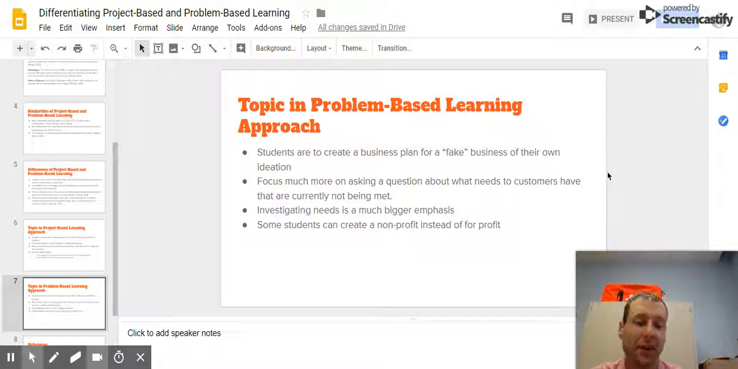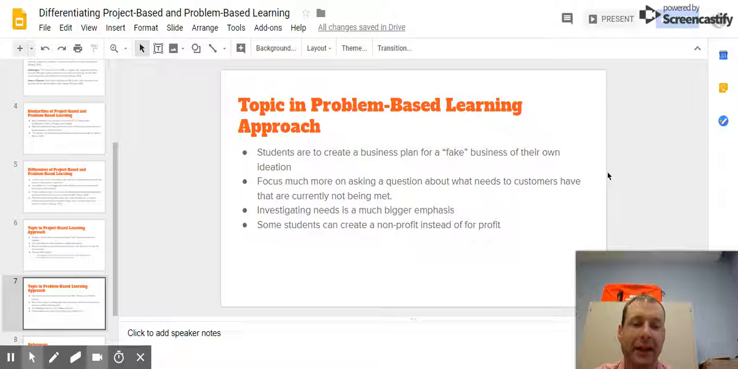The same thing: students are asked to create a business plan for a fake business of their own ideation. In this case, students can spend much more time asking questions and really trying to hone in on what needs customers have that are currently not being met. All too often, people jump right into an idea and run with it and create a business plan. This approach, problem-based learning, allows us to really tackle problems that people have in their everyday lives and what solutions can be discovered to meet those needs. As a result, investigation is going to be a much bigger emphasis as well.